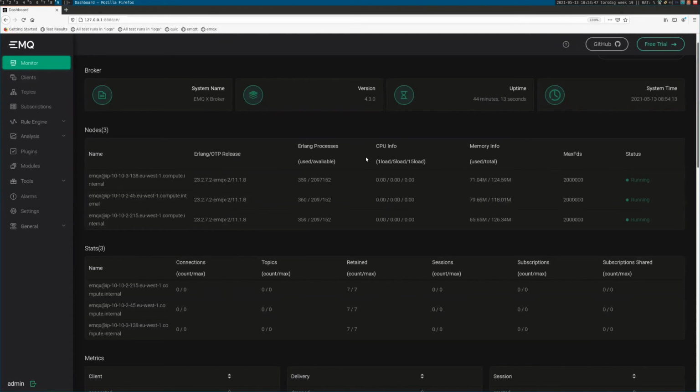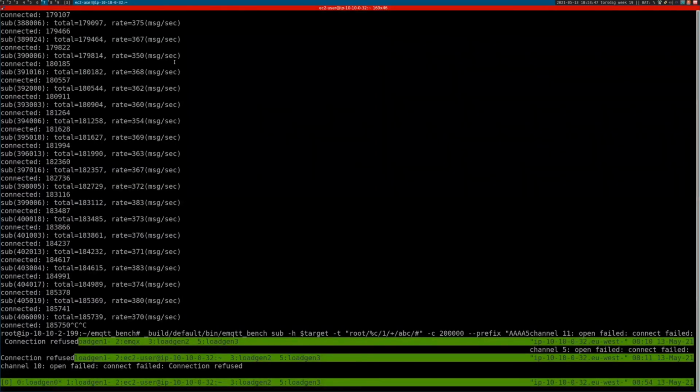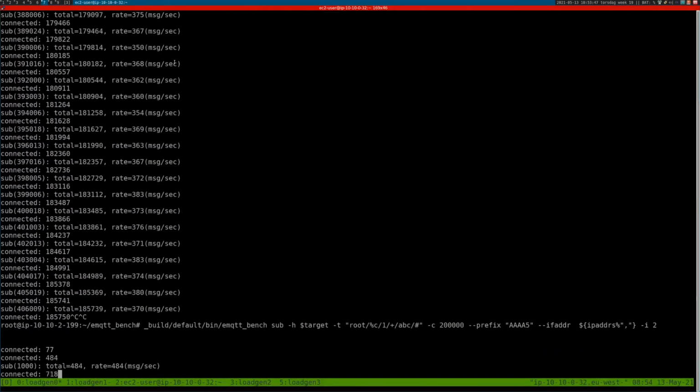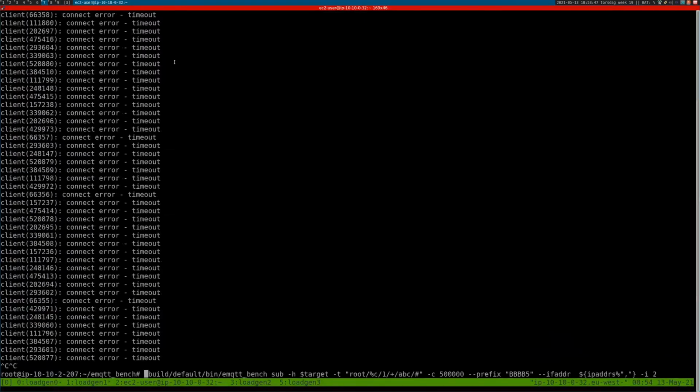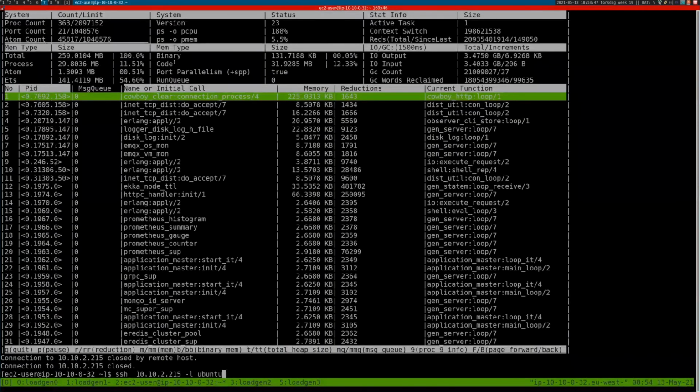In this demo, I have the same setup as I mentioned in the slide. 2x large instances in AWS, and they are behind one load balancer. I'm using AWS network load balancer with raw TCP. And I have 4 load gens.